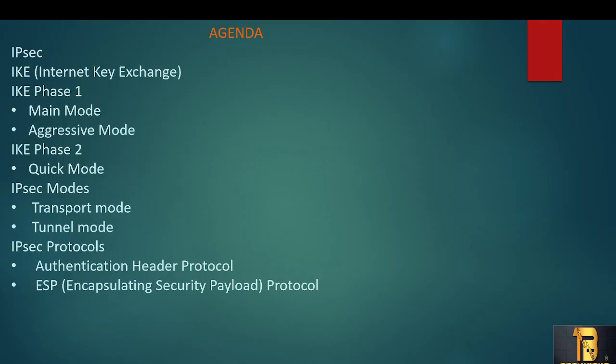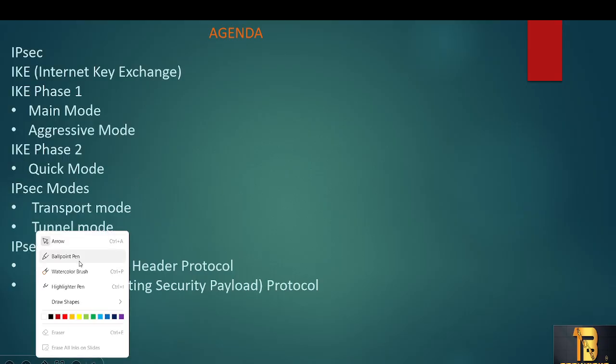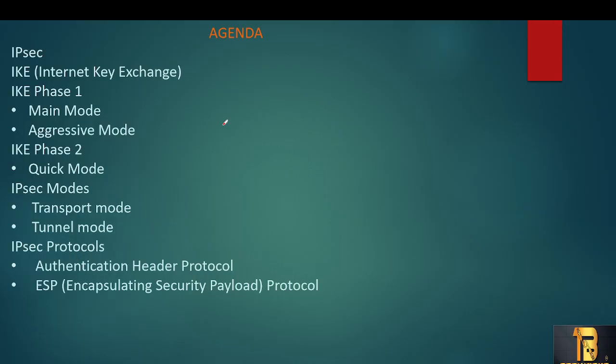And apart from these IKE modes, we'll have IPsec modes, where our actual traffic flows through these IPsec modes. We'll have two modes: transport mode and tunnel mode. And also we'll have two protocols that we are going to use in IPsec, which are AH and ESP. I will tell you how exactly the information will be shared.